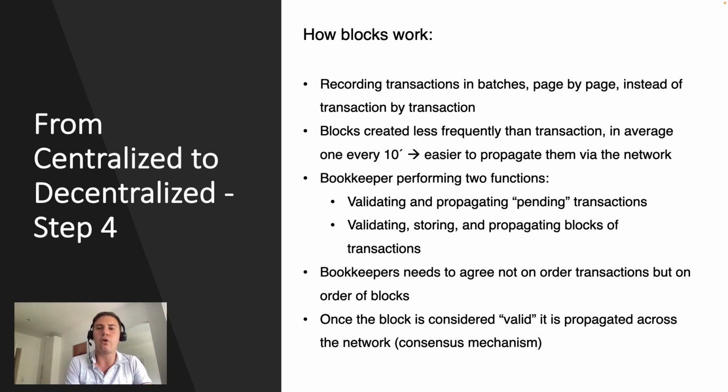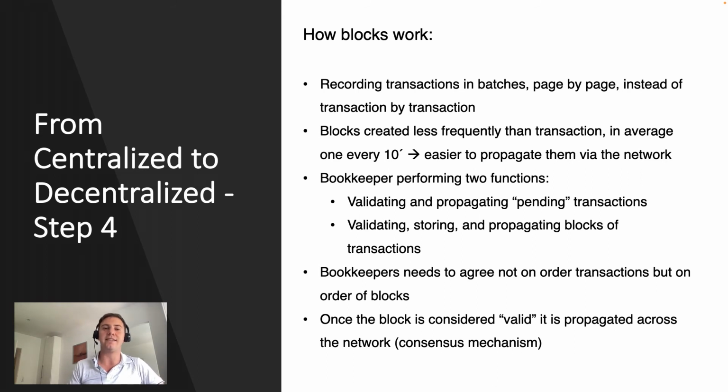The bookkeeper now has two functions. Firstly, validating and propagating pending transactions, and secondly, validating, storing, and propagating blocks of transactions. At this point, the bookkeepers don't need to agree on the order of transactions, but on the order of blocks. Once the block is considered valid, it is propagated across the network. We will come back to this later when we discuss how exactly blocks are ordered. But the main message is that with the creation of blocks every 10 minutes, the bookkeepers don't need to agree on every single transaction, but on the pages of transactions. So they are less frequent, one every 10 minutes.